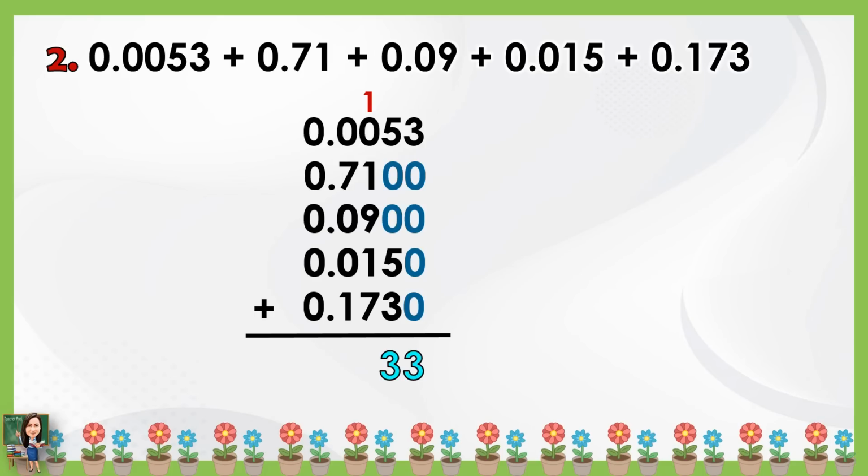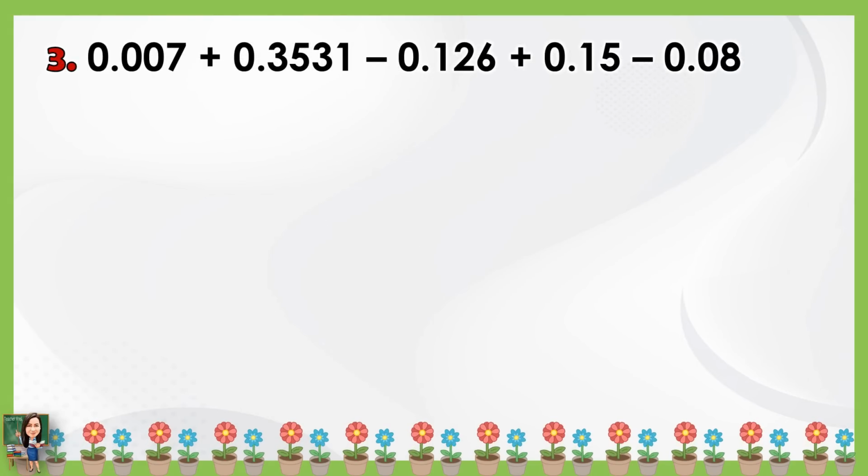Carry up 1. 1 plus 1 plus 9 plus 1 plus 7 equals 19. Carry up 1. 1 plus 0 plus 7 plus 0 plus 0 plus 1 equals 9. Then write the decimal point and the 0. So the answer is 9,933 10,000ths. Number 3. First, arrange the digits in columns and align the decimal points.